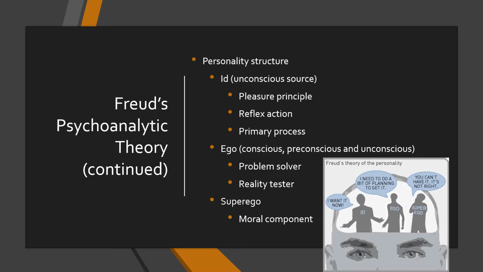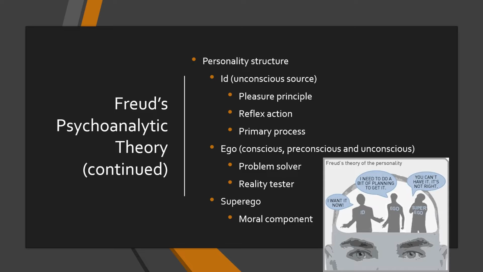The next personality structure is our ego. Within the first few years of life, as the child begins to interact with others, the ego develops. The ego resides in our conscious, preconscious, and unconscious levels of awareness. The problem solver, the reality tester, the ego attempts to navigate that outside world. They are able to differentiate subjective experiences, memory images, and objective reality.